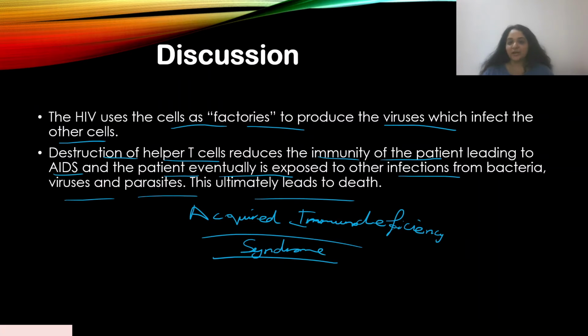Okay, so it's acquired. Obviously your acquired immune system is being affected. There's deficiency in that immune system. Okay, so this is how HIV and AIDS messes you up.